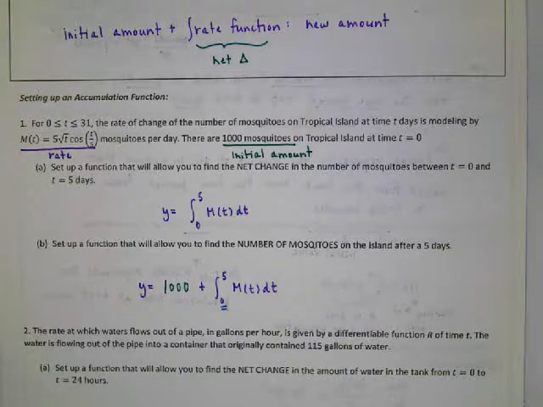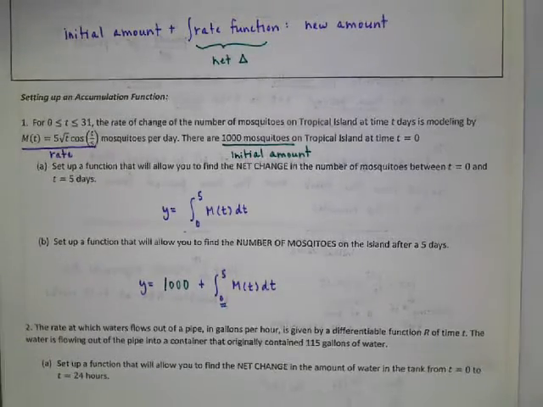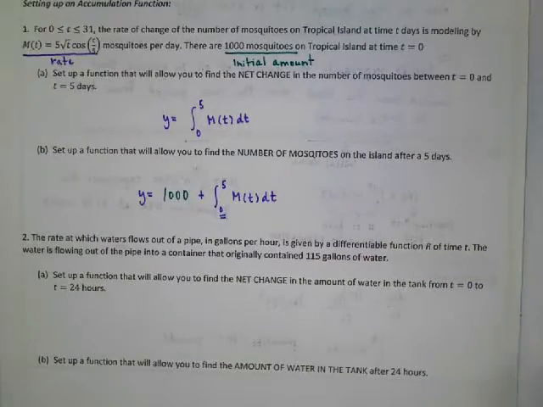All right, so let's try another example. So number 2, the rate at which water flows out of a pipe in gallons per hour is given by a differentiable function r of time t.